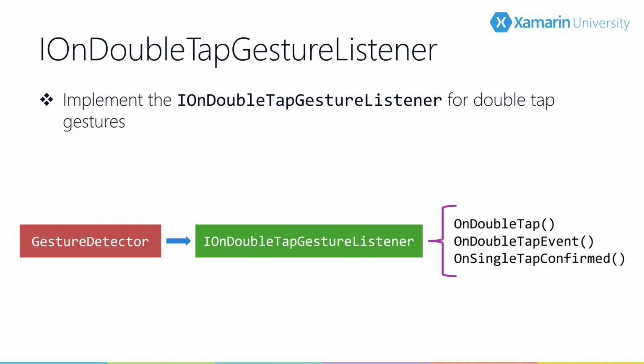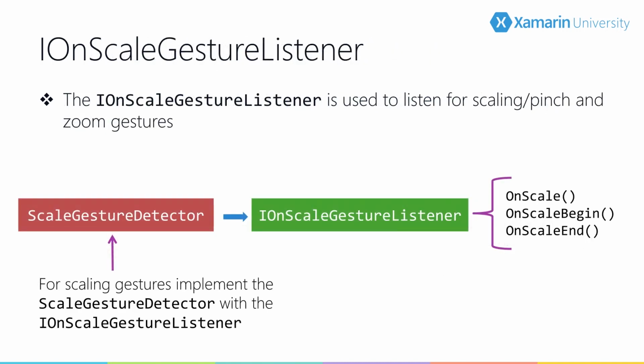And the OnSingleTapConfirmed is an alternative method for detecting single taps, and it duplicates the functionality of the OnSingleTap from the previous interface. Then there's a third listener interface called the IOnScaleGestureListener, and this is used with a ScaleGestureDetector to respond to pinch and zoom style scaling gestures.